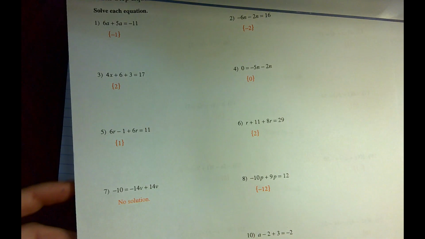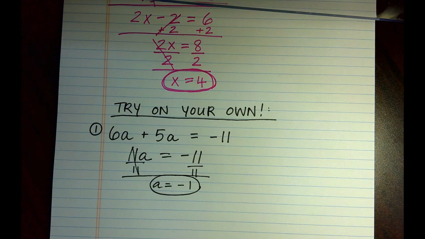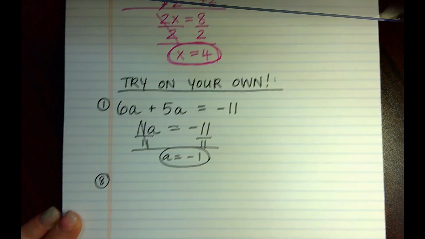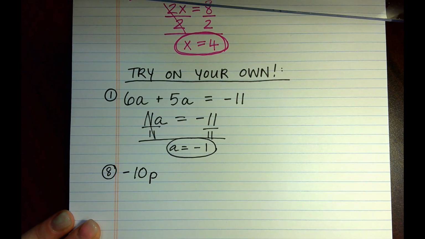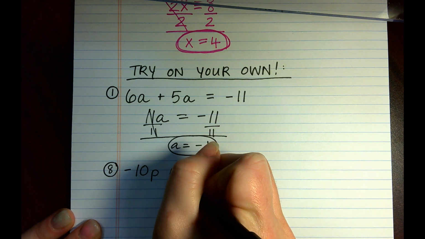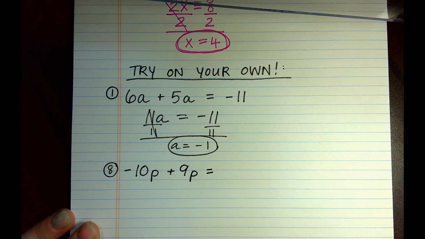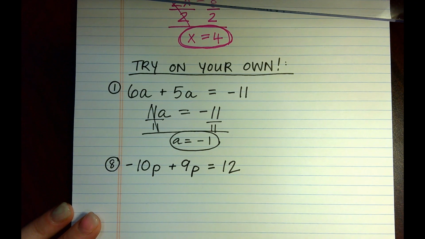All right, I'm going to move this to the side. I'm going to write down number 8 on my paper. Number 8 is negative 10p plus 9p equals 12. Okay. And that's negative 1.